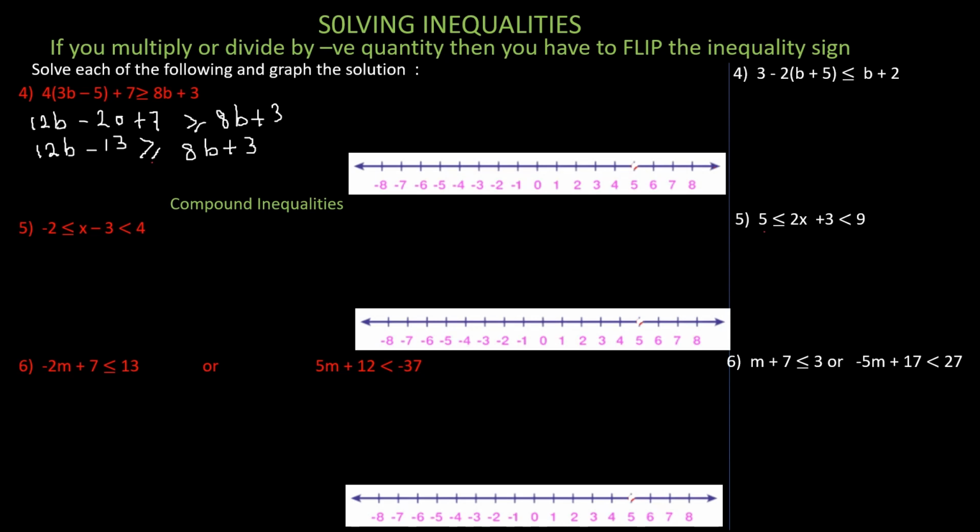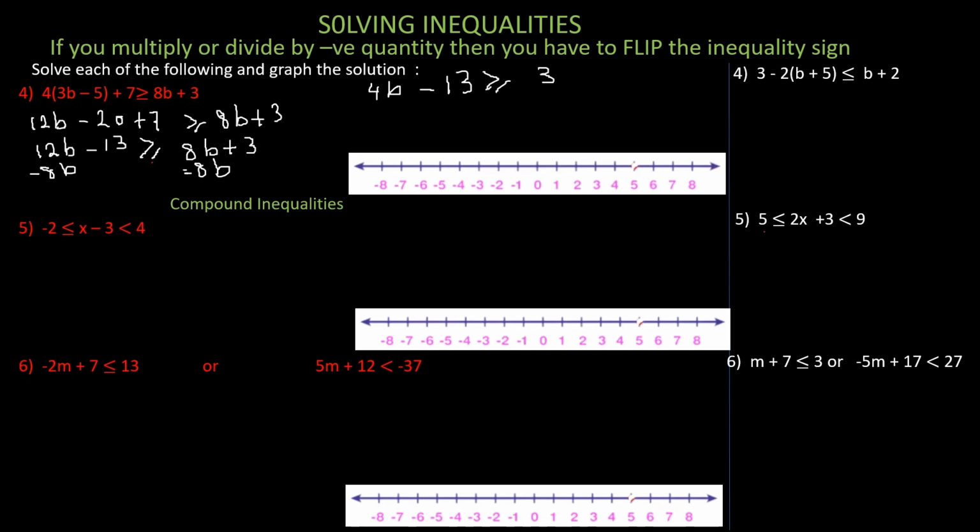So let's cancel one of the b's. We have 8b and 12b. It's better to remove 8b by adding negative 8b to both sides. Then the answer here will be 4b minus 13 greater than or equal 3.